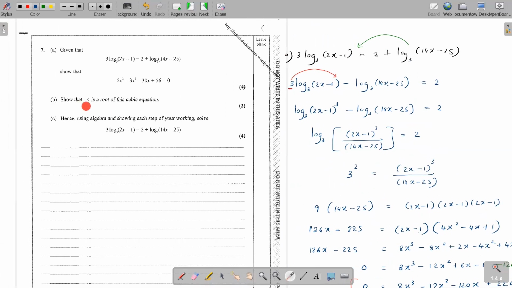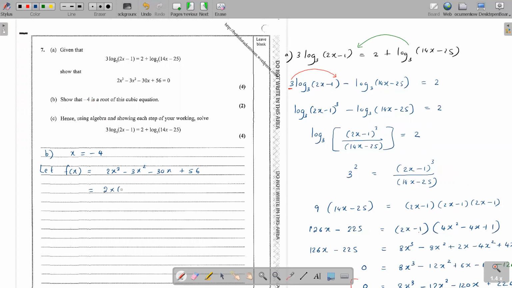Okay, part B, show that x equals minus 4 is a root of this cubic equation. So x equals minus 4, so minus 4 is a root. So you take the f(x) equation. So we let f(x) be 2x cubed minus 3x squared minus 30x plus 56. This is our f(x). So if a certain value is a root, when you substitute that over here, you should end up getting 0.